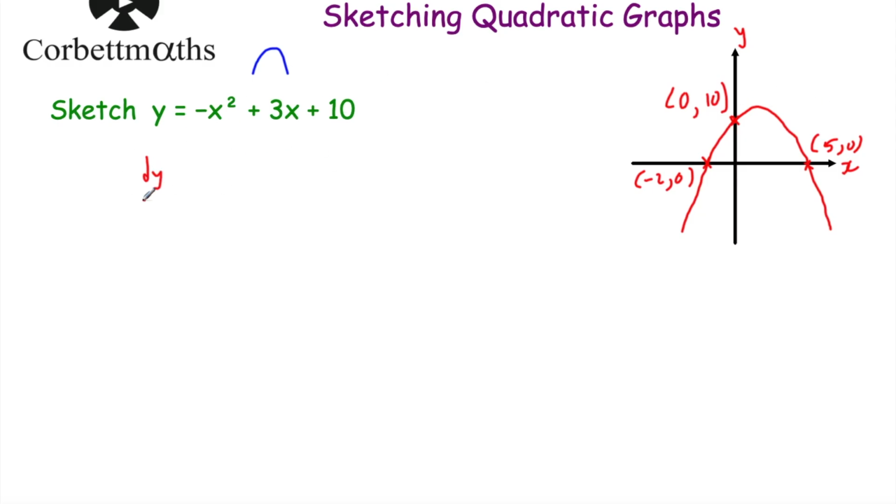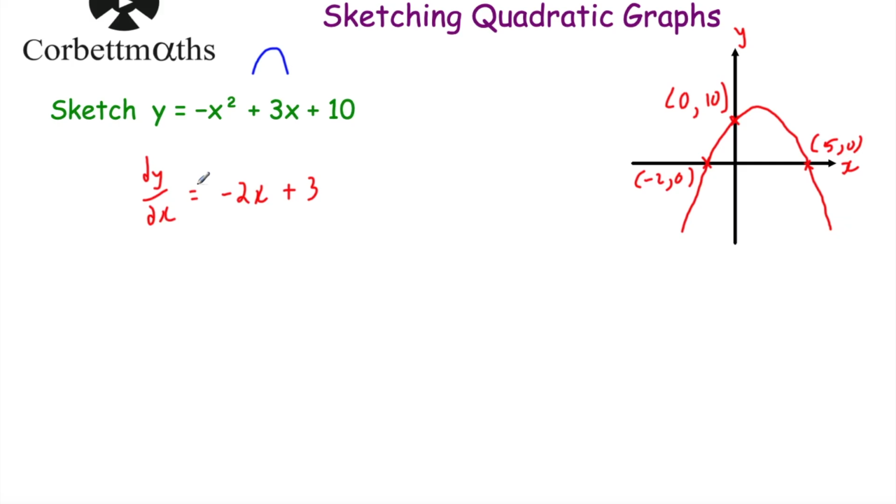So dy by dx would equal, let's differentiate. So bring the power down, so minus 2x, and reduce the power by 1, so minus 2x. And then we have plus 3x, we're going to differentiate that, so it'll be plus 3. And then that's it. So we've differentiated.